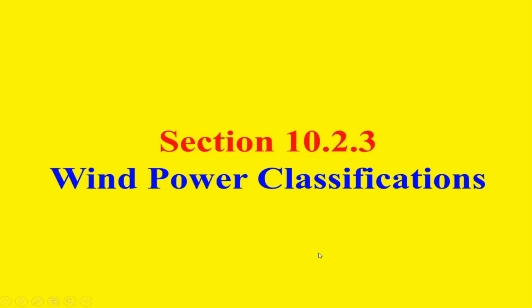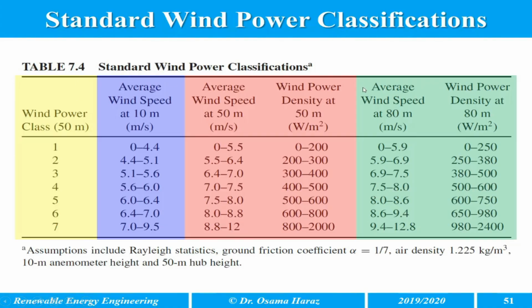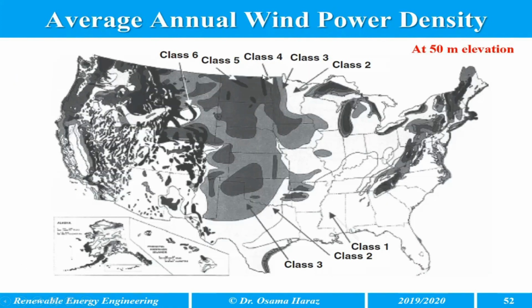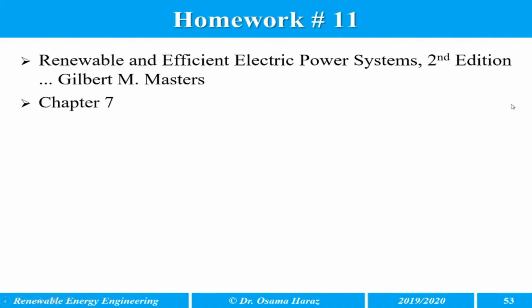Wind power calculation, wind power classification. This is the standard wind power classification, from classes 1 to 7, with the average wind speed at 10 meters, average wind speed at 50 meters, wind power density at 50 meters, average wind speed at 80 meters, wind power density at 80 meters, and so on. These are the different distributions of these classes. Classes 1 through 7 can be calculated or can be used in this map of the United States. This is the end of our lecture today. Thank you.